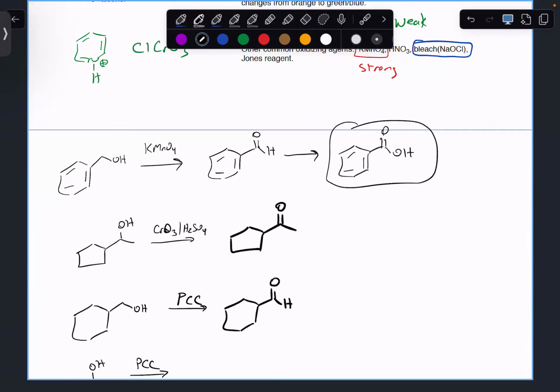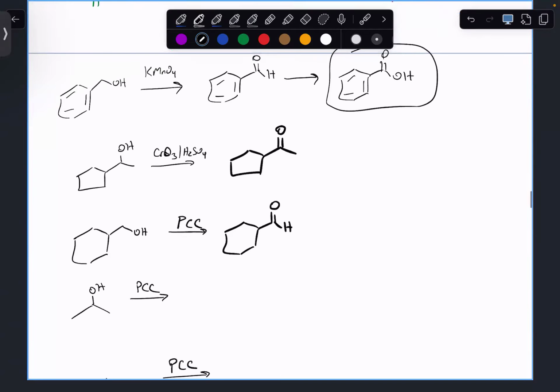Now notice, if you try doing the PCC oxidation on a secondary alcohol, there is really no difference. PCC will oxidize a secondary alcohol to the ketone, but a ketone can't oxidize further, so it stops. So if you do oxidation on a secondary alcohol, it doesn't matter whether you're using a strong oxidizing agent or a weak. Both of these oxidize secondary alcohols to give you the corresponding ketone.